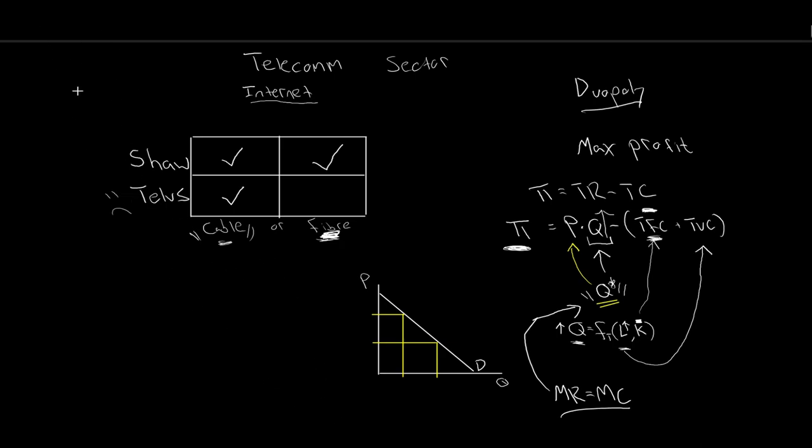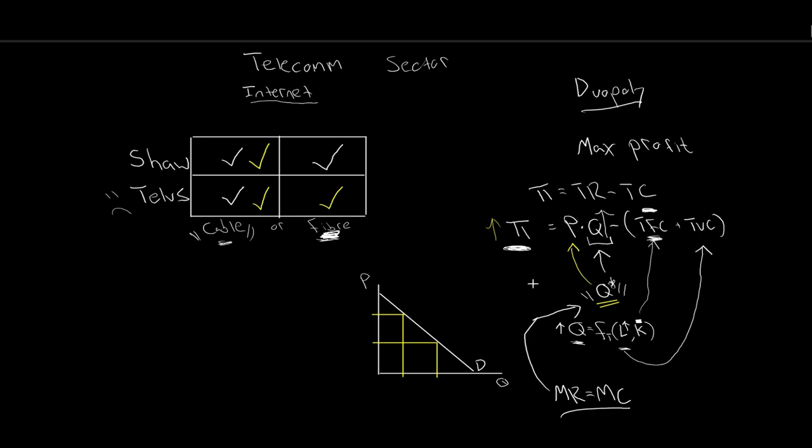TELUS can look at this and they can say, okay, sure, we're going to think that Shaw stays with the status quo. They stay with cable. Well, TELUS could either stay with the status quo as well, not incur any extra cost, or they could jump over to fiber. And as they jump over to fiber, they could very similarly, right, they'd incur all the extra cost to increase their quantity, but they get to effectively steal customers from Shaw and thus increase their profitability.